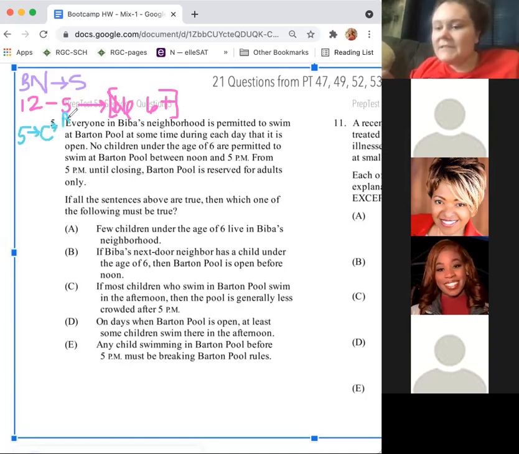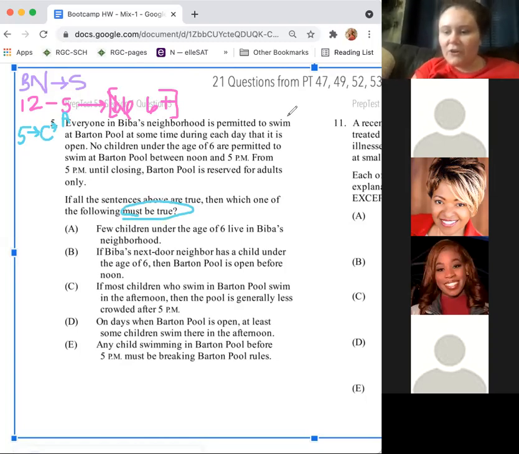All right, so this is a great one. This is also a must be true question. And on these must be true questions, oftentimes we can put premises together to try to predict something. This is a great one to practice predicting on. What is something else that we can infer from these premises? Does anybody have a prediction?